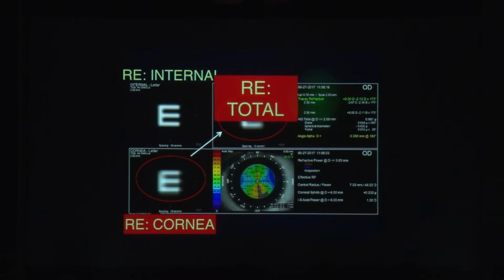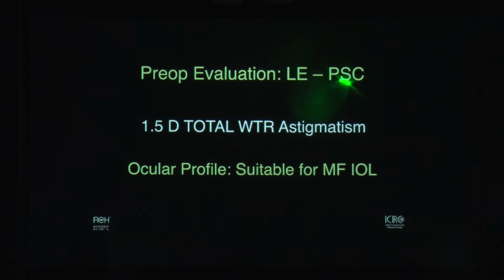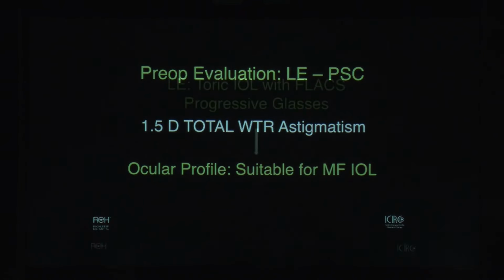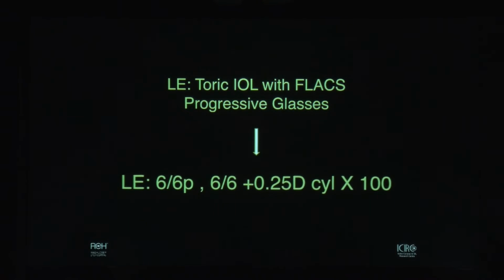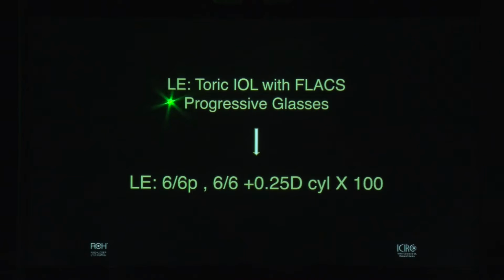So the good news is that you can correct it in the other eye. Now the other eye, which is the left eye, has 1.5 diopters of with-the-rule astigmatism, and otherwise the ocular profile is suitable. So we did cataract surgery with a toric IOL here, a monofocal, because like I said, the patient just didn't agree to get a multifocal, even despite 2 or 3 counseling sessions.